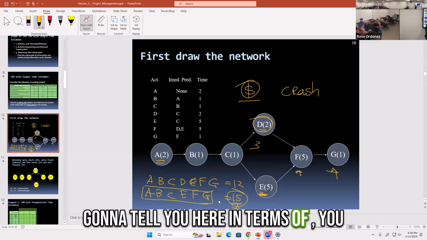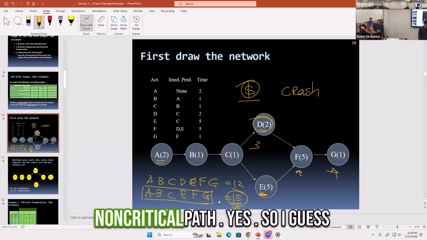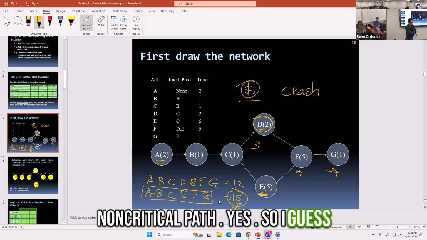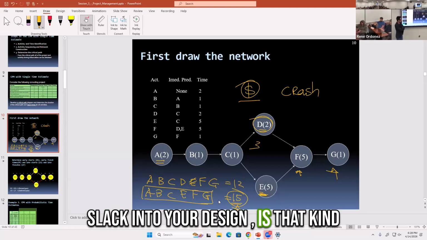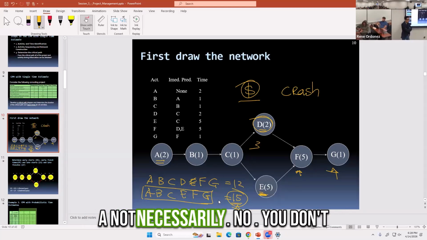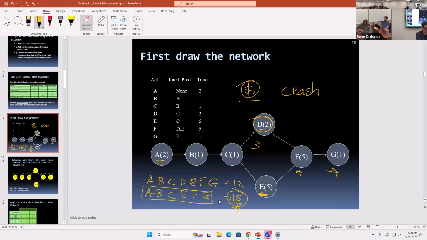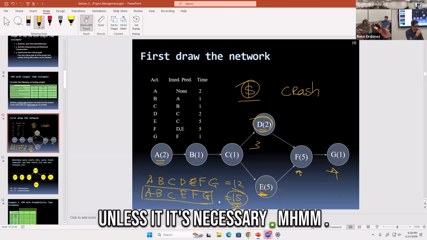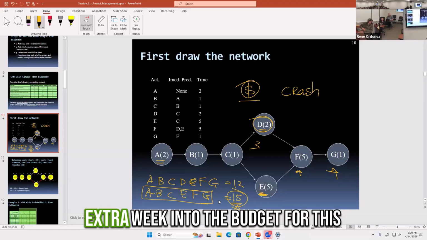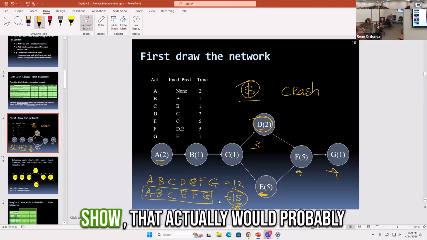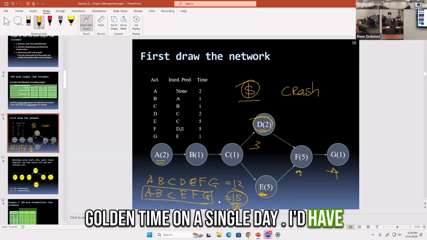Okay, so are we clear in terms of what the critical path is and how this distinguishes from a non-critical path? Yes. So I guess in Rose's example, when you're thinking about integrating slack into your design, is the purpose of slack to create a flow cushion? Not necessarily. In fact, you don't want to introduce slack unless it's necessary, because that's also expensive, right? It is. If the network television show planned an extra week into the budget, that would probably be more expensive than 2 hours of golden time on a single day. I'd have to run the numbers.